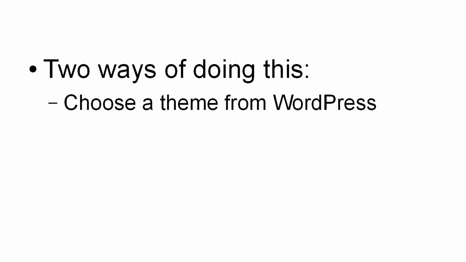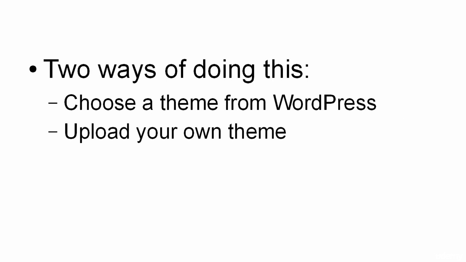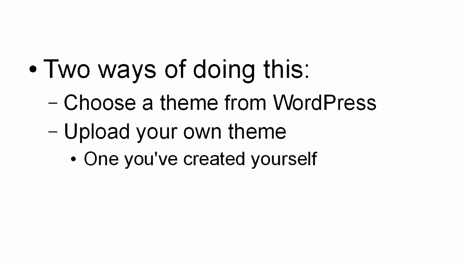In this video, I'm going to show you how you go about installing new themes on WordPress. Now, as you'll see, there are two ways of doing it. You can either choose a theme from within WordPress itself, or you can upload your own theme. And this can either be one that you've created yourself, or it can be one that you've purchased, or it could be one that you have had someone create for you. This is how you do it.